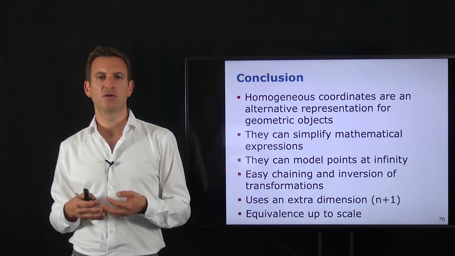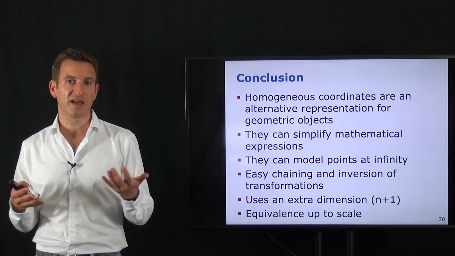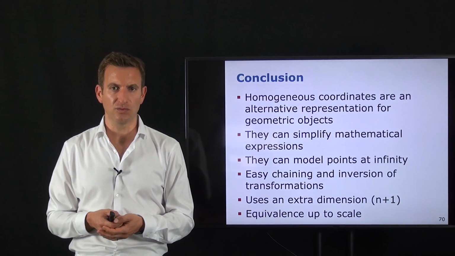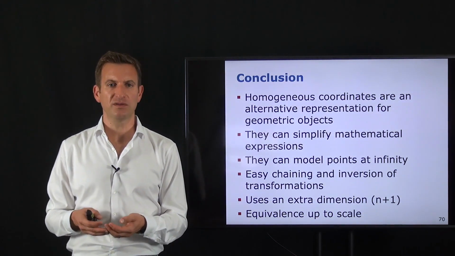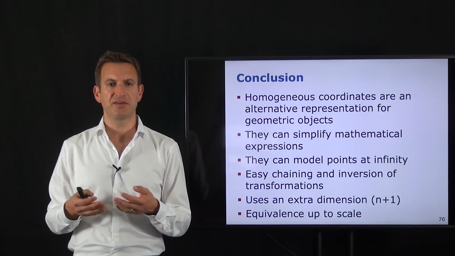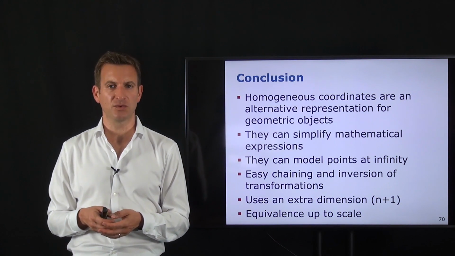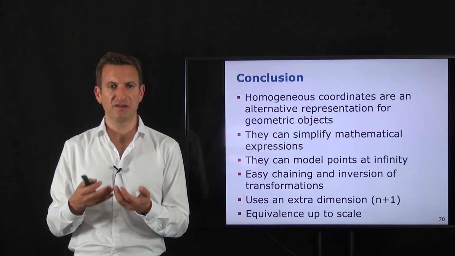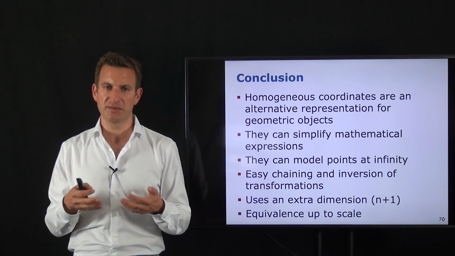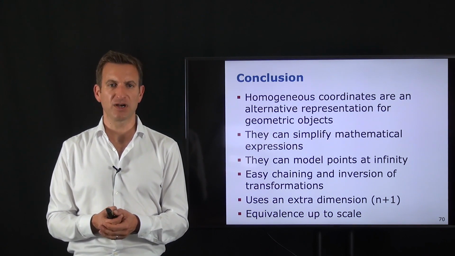And the important thing to note is it's just an alternative representation for geometric objects, an alternative to the Euclidean representation that you are used to. Why are we using this? Because it allows us to do certain things in a more elegant way. Certain mathematical operations can be expressed more easily if we operate in homogeneous coordinates. We have seen this with, for example, chaining transformations or inverting transformations, which can be done very elegantly and dramatically simplifies the mathematical operations that you have.